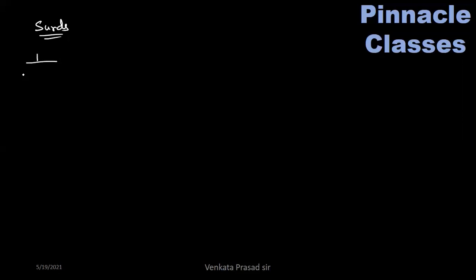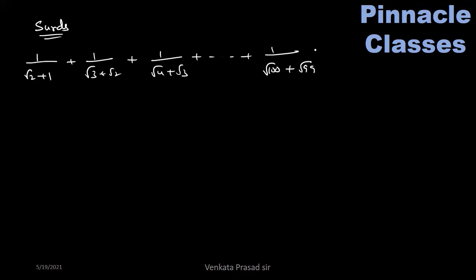Suppose they are asking like this: 1 by root 2 plus 1, plus 1 by root 3 plus root 2, plus 1 by root 4 plus root 3, and so on, up to 1 by root 100 plus root 99. What is it equal to? First, I will take a small example, then we can solve this question.